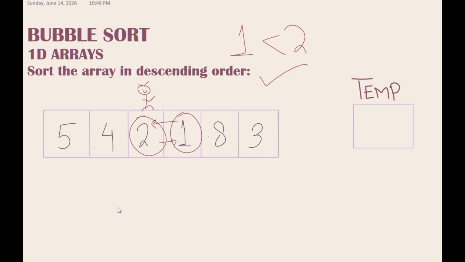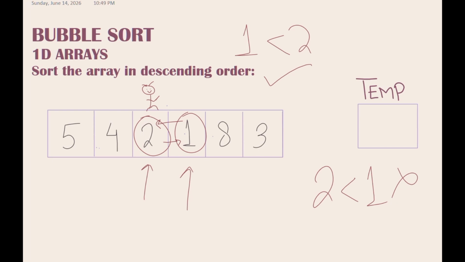Now you saw that we switched these sides, which means that a swapping occurred. Now we are going to see the condition. Now you can see 2 is here and 1 is here. Is 2 less than 1? It's not. So now this man can move forward and check the other values.